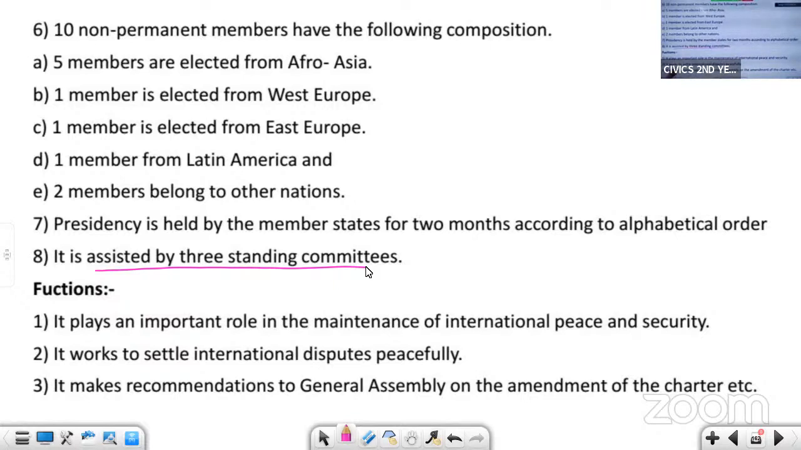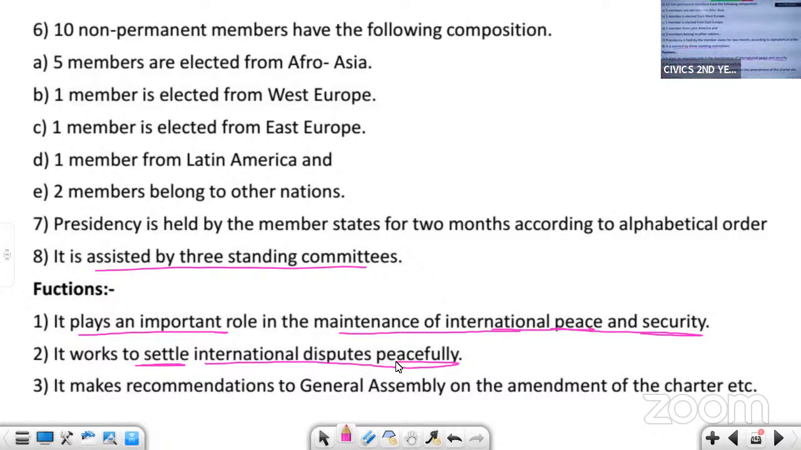The important function of Security Council is that it plays an important role in maintenance of international peace and security. See, what is the main function of the executive? It is maintaining law and order, right? Similarly, the Security Council, being the executive organ of UNO, has the important function to maintain international peace and security. And it will work to settle international disputes peacefully.